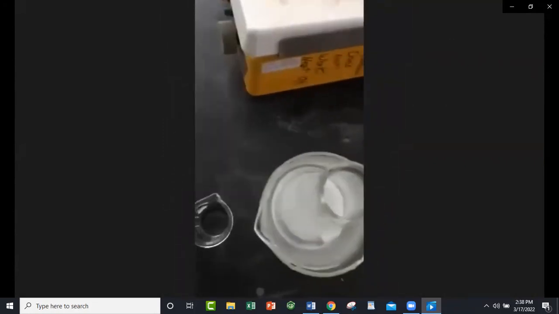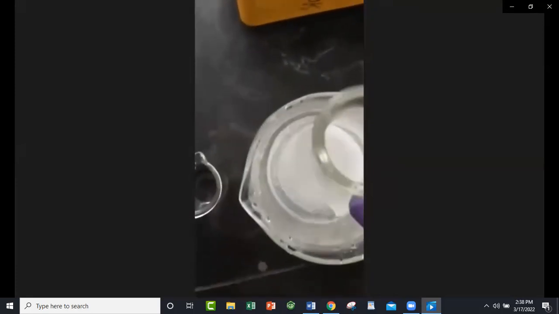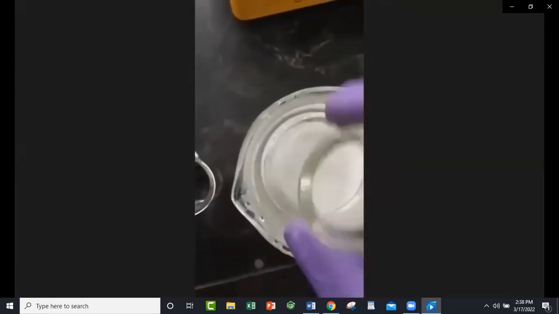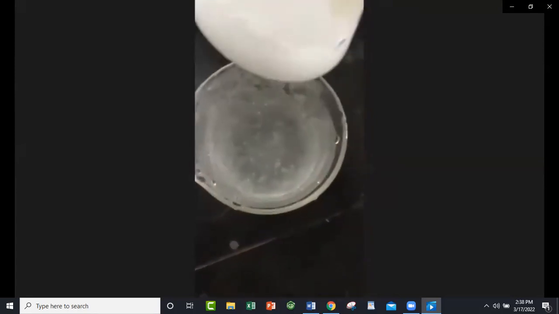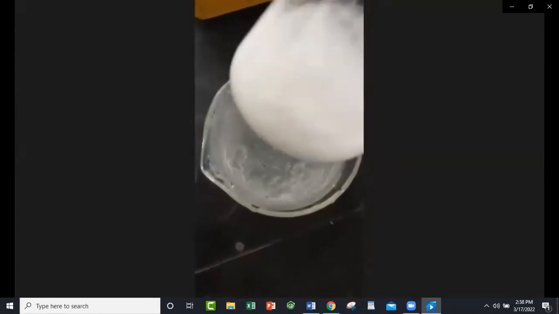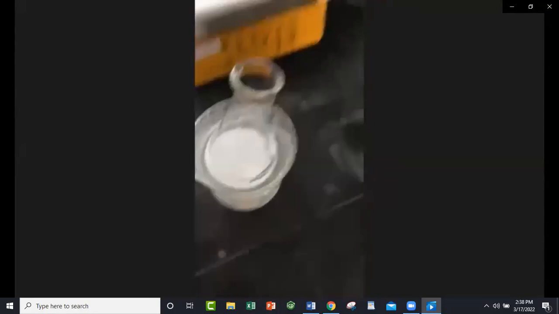You can see right here that some crystals are starting to form in that flask. That's a good sample. See them forming on the bottom. A lot of them. And that's what you want. Within the first probably five minutes or so, you want to start seeing crystals.